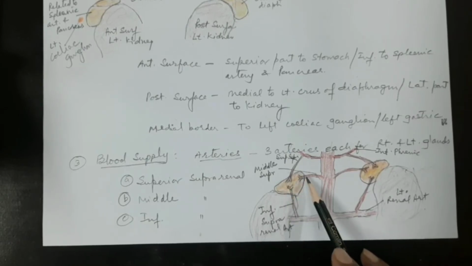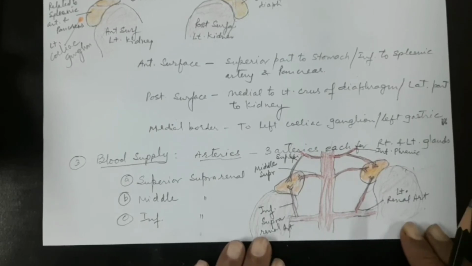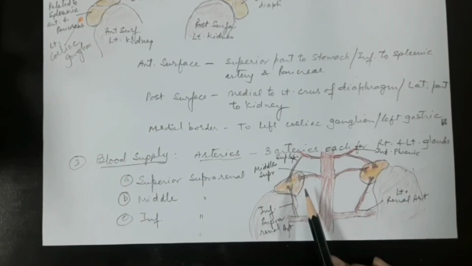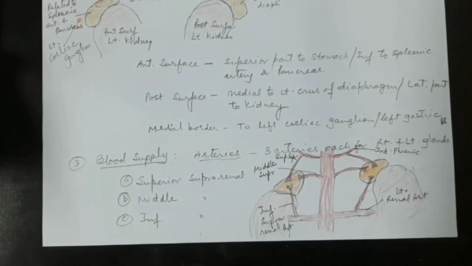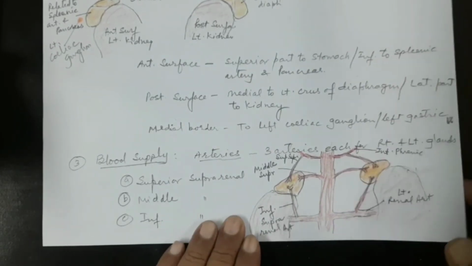So three arteries supply the suprarenal gland. They come in pairs and they supply it. Now you must be realizing that these three arteries are supplying such a small gland which is hardly 5 grams in weight. So the suprarenal gland has a very rich blood supply because it is very active in the production of different types of hormones. That's why it has a very rich blood supply.